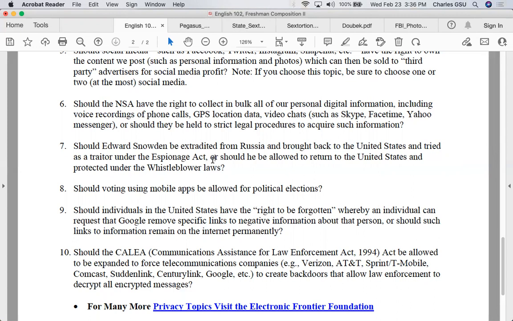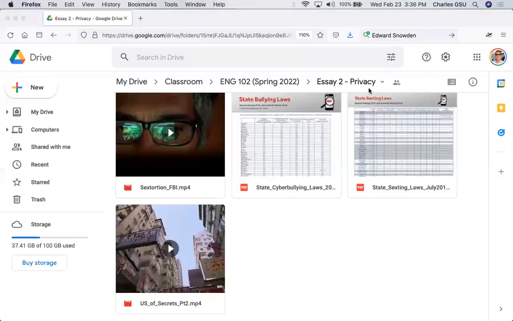It was, again, because of him that we even knew about this. But that was only because he had really top secret clearance access to all of this nefarious activity that our own government is doing to us. So should he be extradited, that is brought back from Russia? And should he be tried as a traitor under what's called the Espionage Act? It's a real thing.